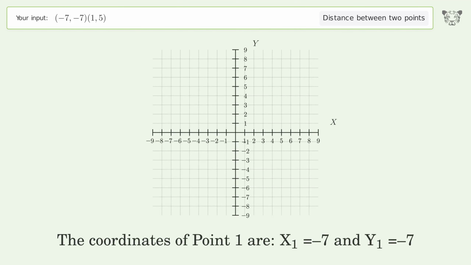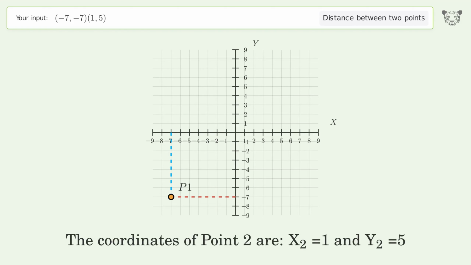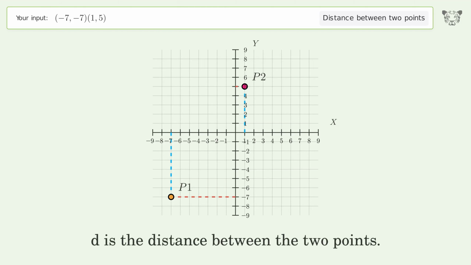The coordinates of point 1 are, x1 equals -7 and y1 equals -7. The coordinates of point 2 are, x2 equals 1 and y2 equals 5. D is the distance between the 2 points.